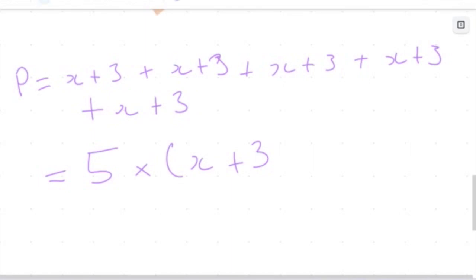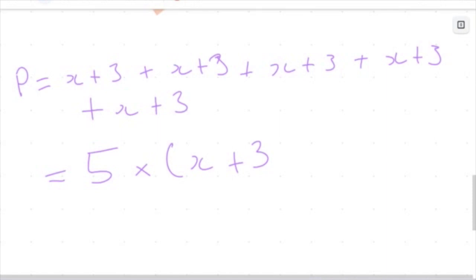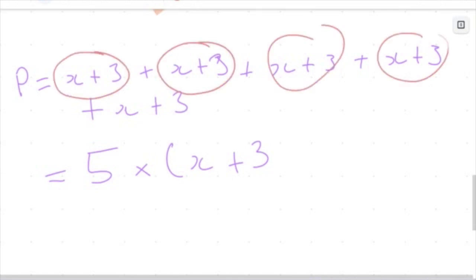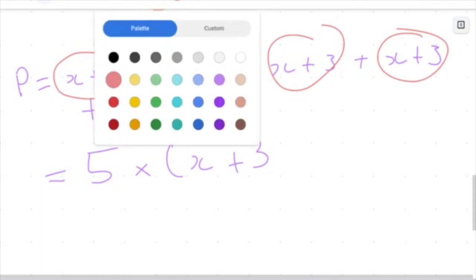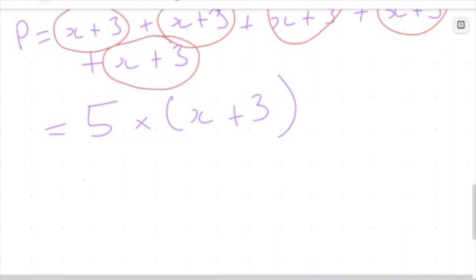Let's just circle them instead. So I have x plus 3 plus x plus 3 plus x plus 3 plus x plus 3 plus x plus 3. I have 5 lots of x plus 3. Now with algebra, I can shorten this. Instead of writing this multiplication, I can just write this as 5 outside the brackets of x plus 3.